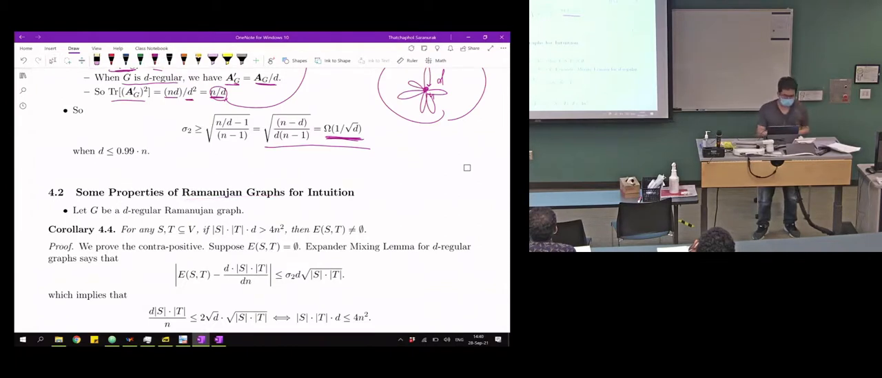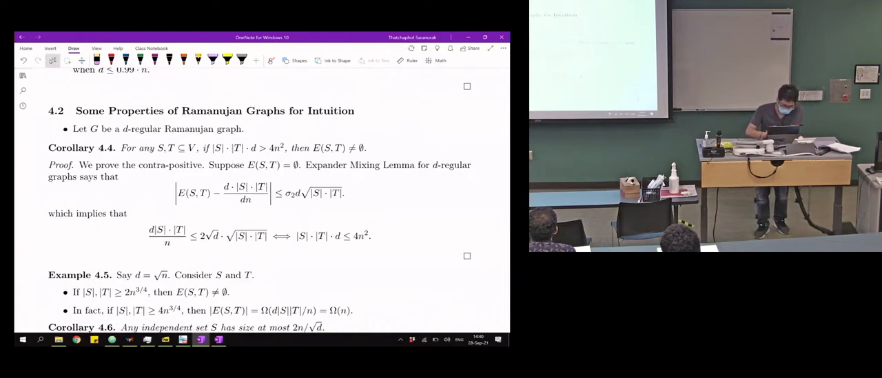But let's look at some property of it to get some intuition, and we will use this property next time too. It's just an easy application of the expander mixing lemma. So let G be a D-regular graph, and let's say we take any 2 sets, and the 2 sets are big enough, like the size of S times the size of T times D is bigger than N squared. Then I claim that there must exist some edge at least.